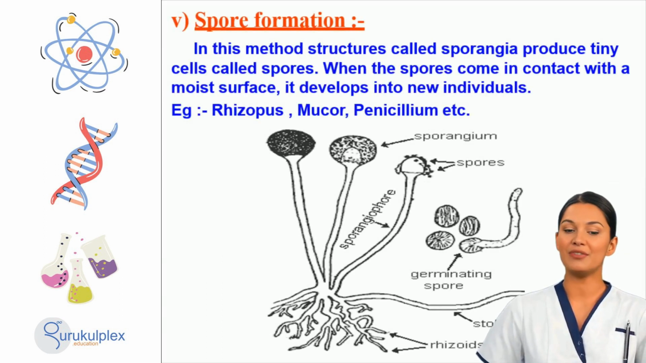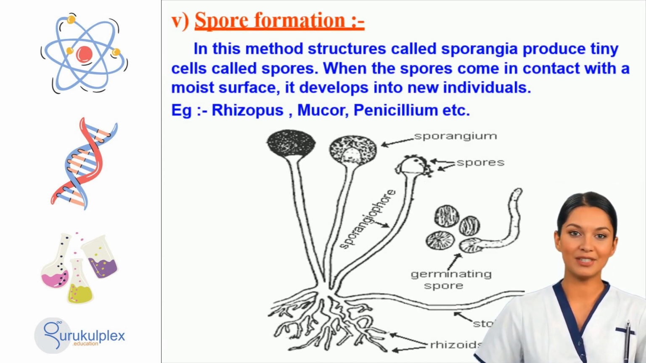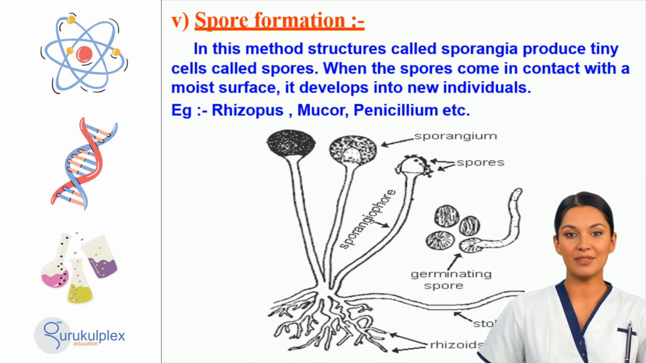Spore formation is a form of asexual reproduction encountered in certain fungi and lower plants. It involves the establishment of sporangia, containing tiny spores. These spores are extremely resistant to drying and other environmental pressures, and when they come in contact with a wet surface, they can generate new organisms. Examples of creatures that reproduce by means of spore formation include Rhizopus, Mucor, Penicillium, and many others.